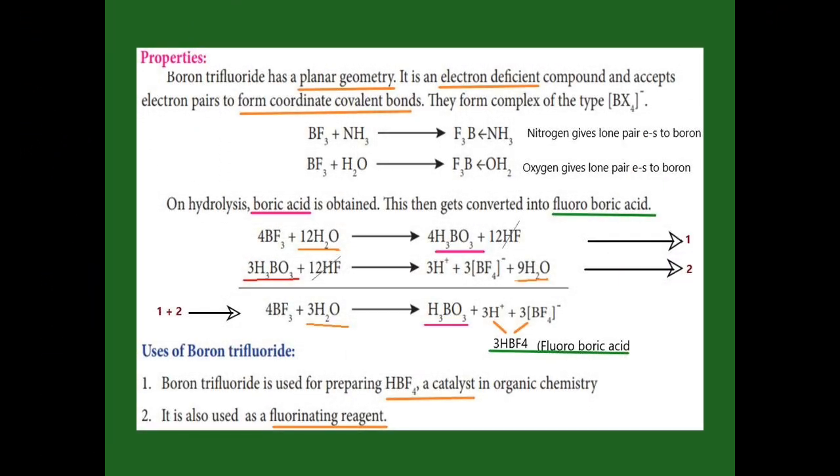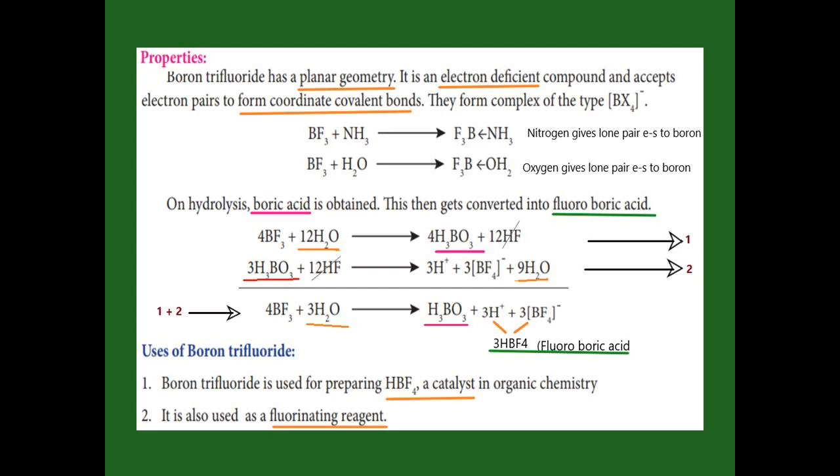Properties of boron trifluoride. It has a planar geometry, and the boron has an empty orbital, so it is an electron deficient compound, so that it accepts an electron pair. Then boron trifluoride forms a coordinate covalent bond.